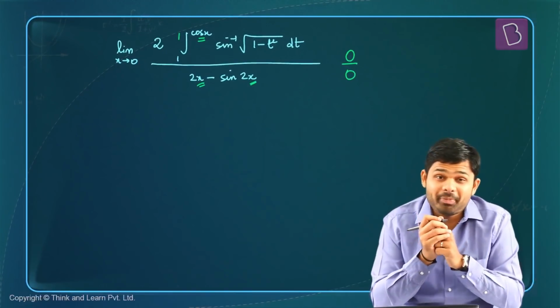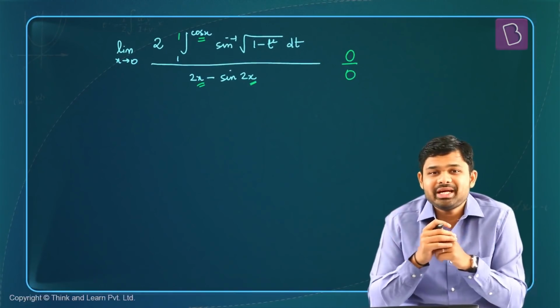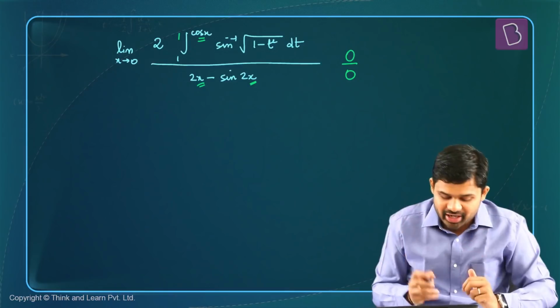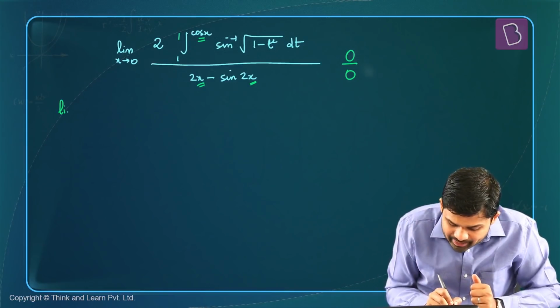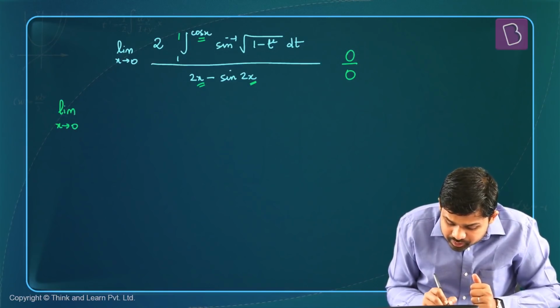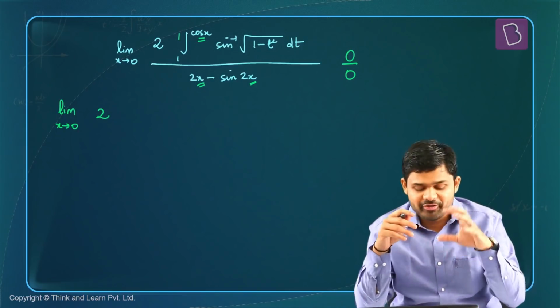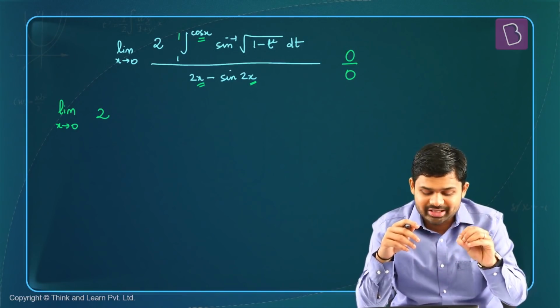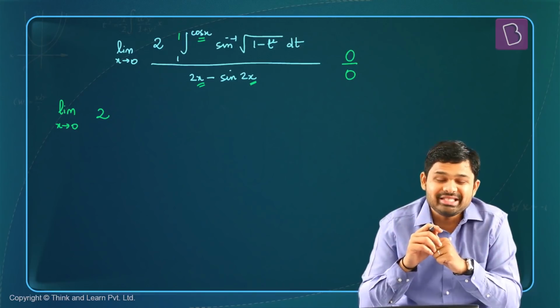So you can use L'Hopital's theorem. If you use L'Hopital's theorem, you have to differentiate the numerator and the denominator. So then you're going to get the limit as x tends to 0 of 2 times, now you have to differentiate the integral from 1 to cos x of sine inverse of root of 1 minus t square, dt.